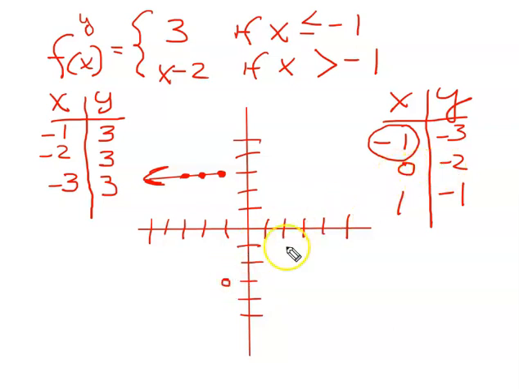Then 0, -2. 0, -2, we can put a dot there. And then 1, -1. Now notice we get a nice straight line here, anchored there, and going through these points. And again, this goes on here. We don't show it. So there's our graph, piecewise, based on this information.